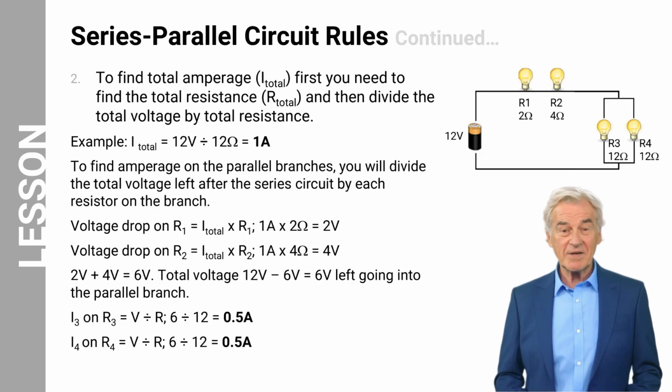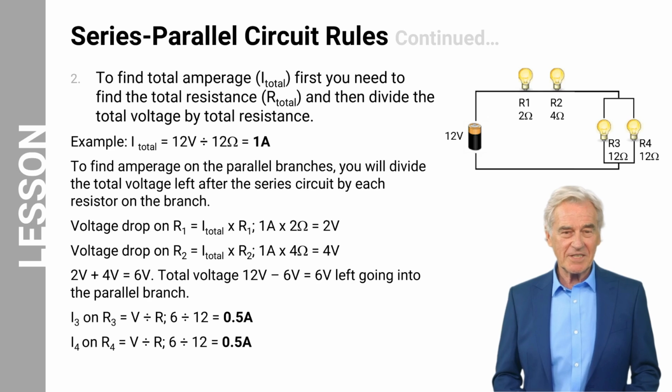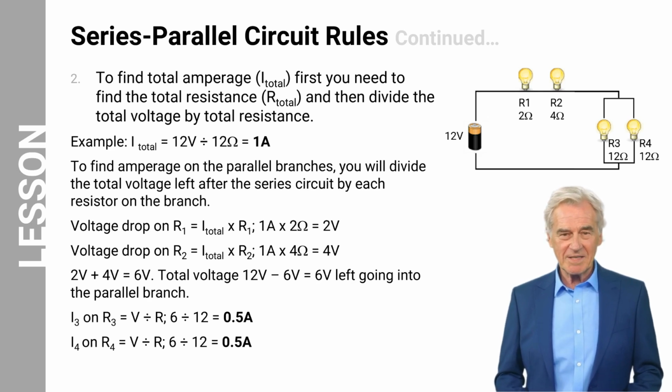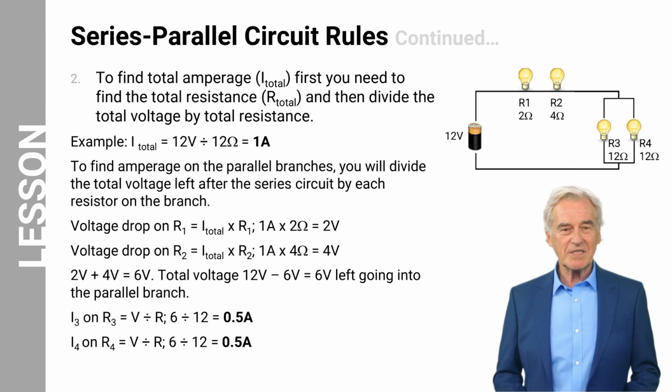In a series parallel circuit, determining the total amperage requires first calculating the total resistance and then applying Ohm's law. In our example, with a total resistance of 12 ohms and a voltage of 12 volts, the total current is 12 volts divided by 12 ohms, which equals 1 ampere. To find the current in the parallel branches, we must first account for the voltage drops across the series components.